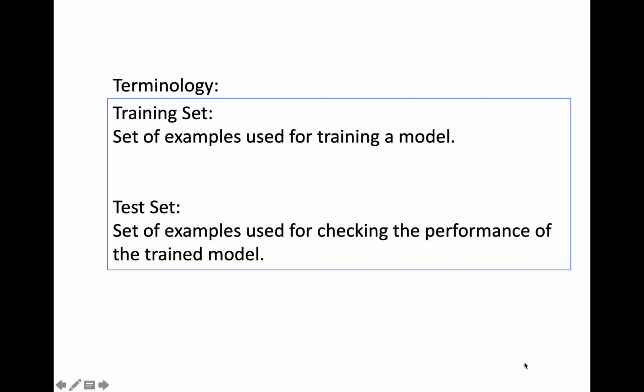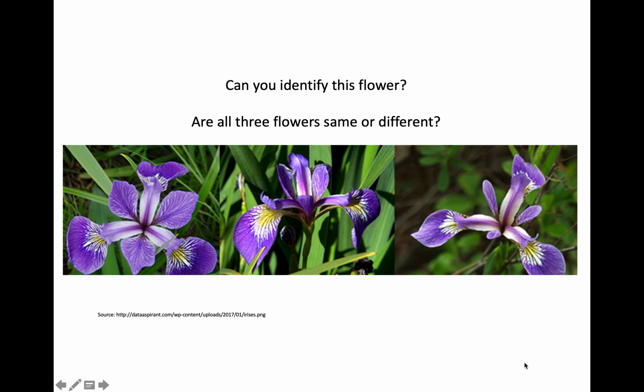Now let us discuss a classical example of machine learning. Here we can see three images of flower. Can you identify this flower? Well, this is an iris flower. But do you think that all these three flowers are the same or are they different?